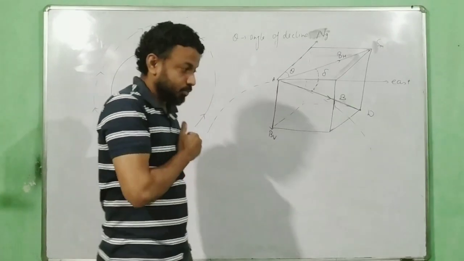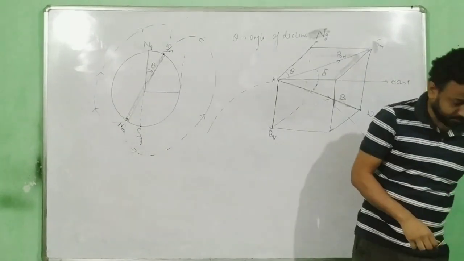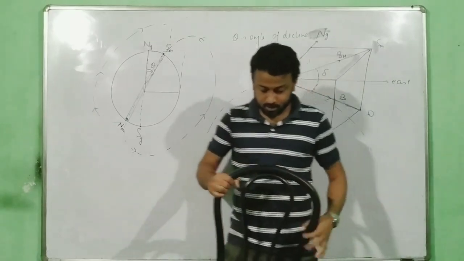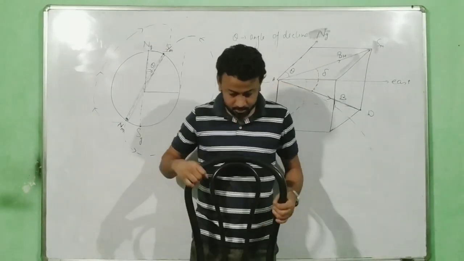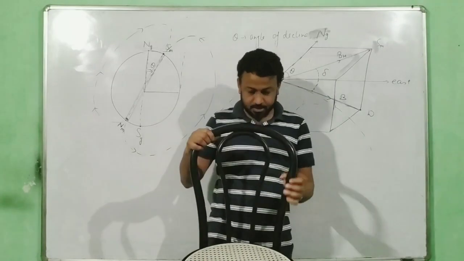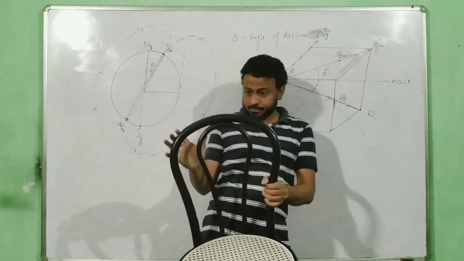I'll try once more. Okay, I just try to explain. There's a chair over here. I'll just try to explain once more, because suddenly something came to my mind. I hope you can see the chair over there. Now just imagine.